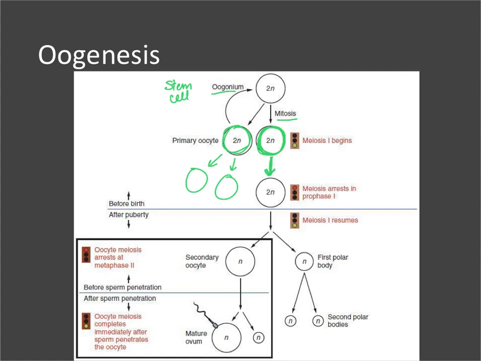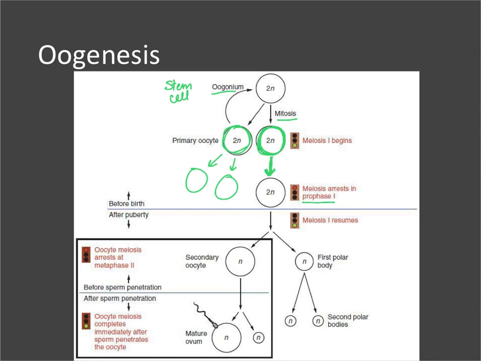Now remember that this process starts before a baby is even born. So the ovaries in a female fetus are going to start going through meiosis in order to start producing these eggs. However, the process pauses at prophase 1. So this is before the first round of cell division has even occurred.